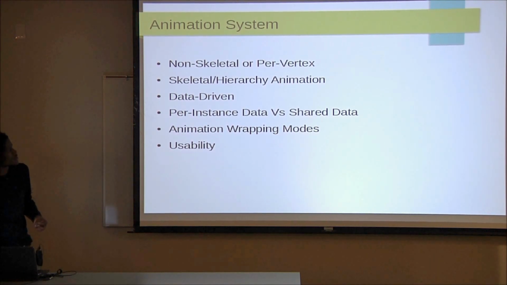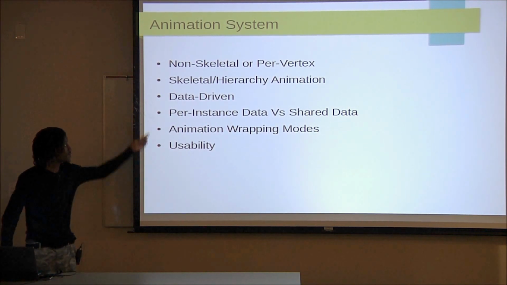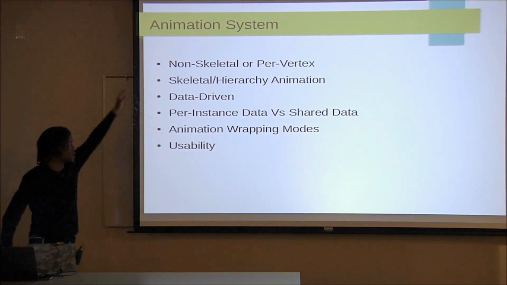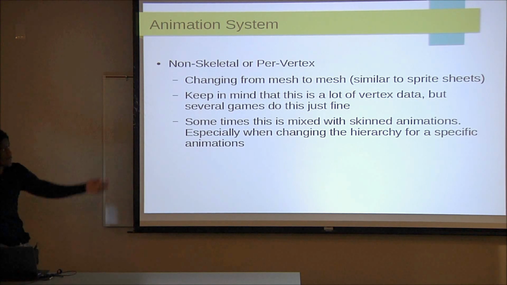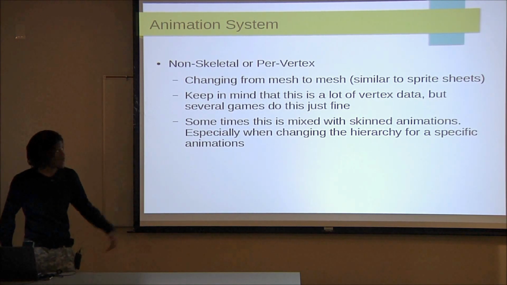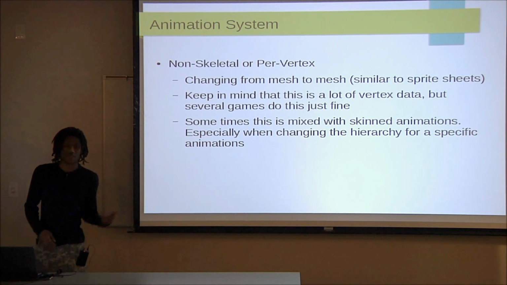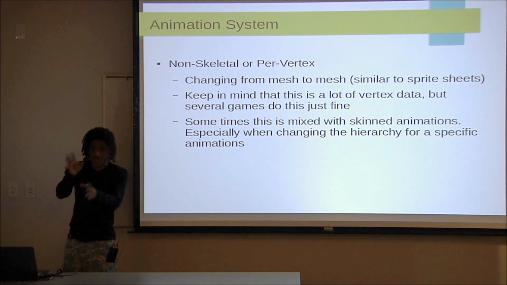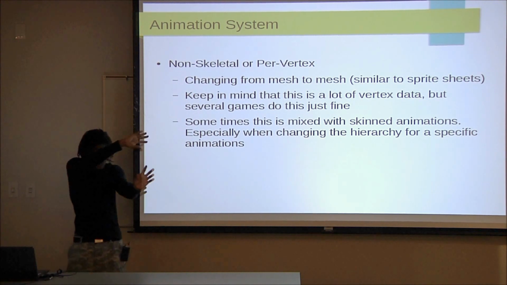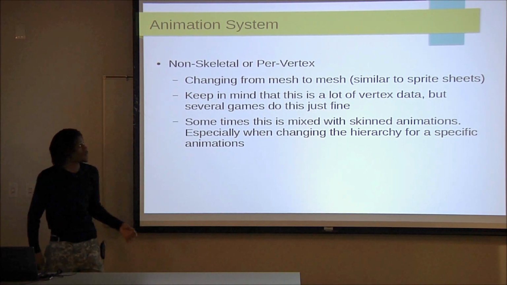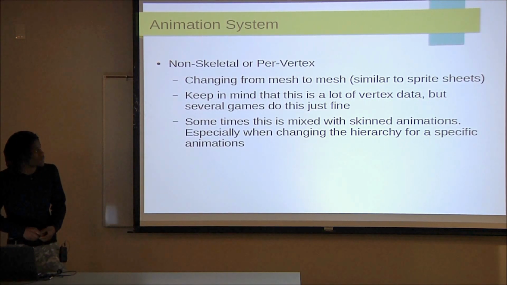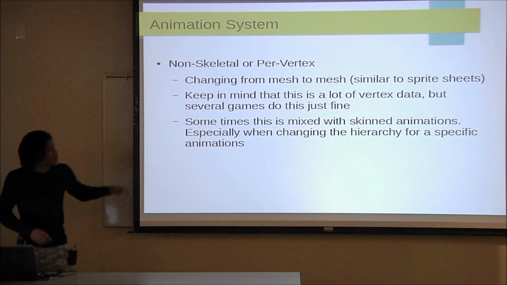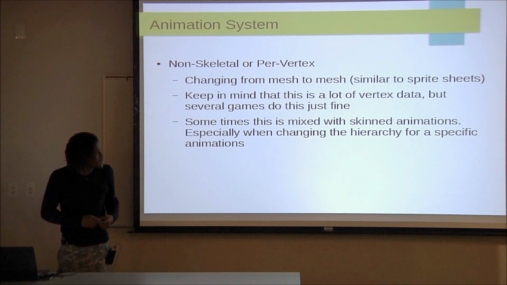Skeletal hierarchical animation, data-driven, per instance data versus shared data, animation wrapping modes, and usability. This is what I'm going to talk about now as far as the animation system goes. I just put highlights of what I'm about to talk about next. So the non-skeletal per vertex, change from mesh to mesh, I kind of just jumped into it and talked about it. So I said it's similar to sprite sheets, and it's basically what it is. You have this thing, you move it a little bit, you have the next frame, you move it a little bit, you have the next frame. That's literally how per vertex or non-skeletal animation works. So a lot of vertex data, I said that. Sometimes this is mixed with skin animations.